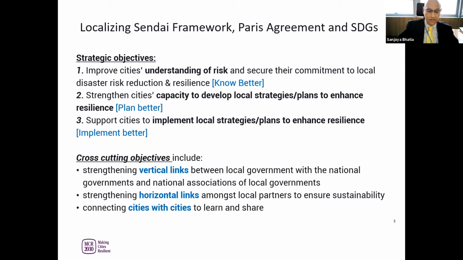And then importantly also linking cities with other cities so that they can talk about their experiences and share their knowledge and what they have learned.